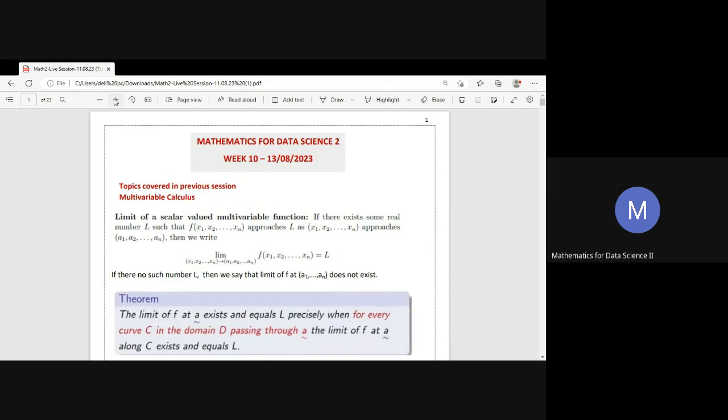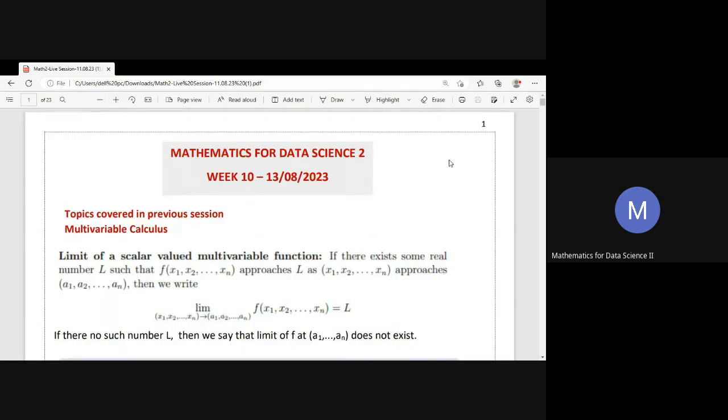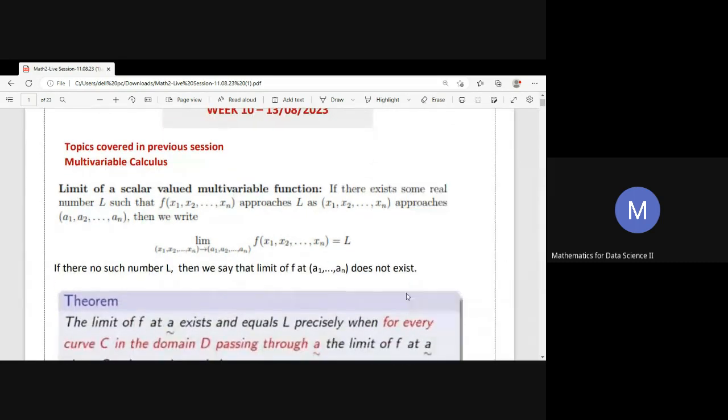Okay, so let us start with today's topics. Today, first we will quickly recall the topics covered in the previous session, and then we will go to today's topics. In the previous class, we saw how to calculate limits of scalar valued multivariable functions first.